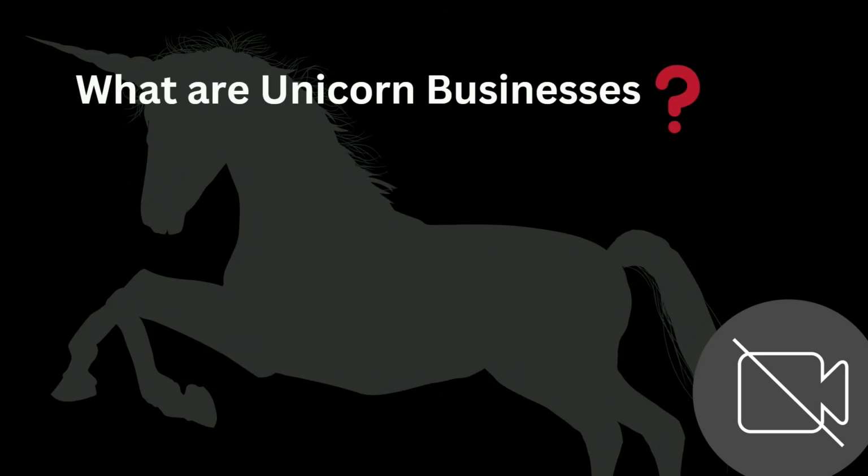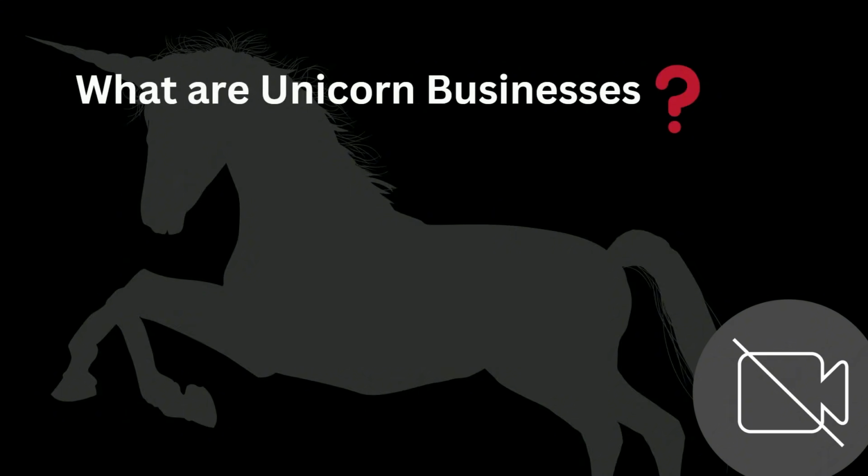Unicorn companies are privately held startups that have achieved a valuation of over $1 billion. These companies are often technology based and have experienced rapid growth due to their innovative products or services. Now let's talk about where this unicorn word came from. The term unicorn was first used by venture capitalist Aileen Lee in 2013 to describe the rarity of such successful startups. Now let's focus on the points which need to be discussed while discussing unicorn companies.